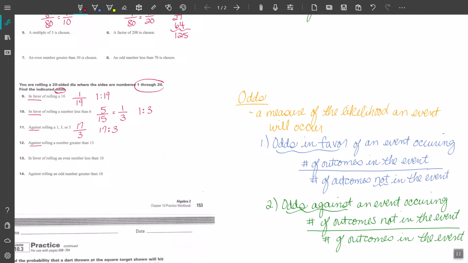Number 12, again, against rolling a number greater than 13. So we're looking for the number of outcomes not in the event. We're talking about a number greater than 13. There are 13 numbers not in that event, and there are 7 numbers in that event, 7 numbers that are greater than 13. Again, this one's not reducible, so we'll just leave it as 13 over 7 or 13:7.